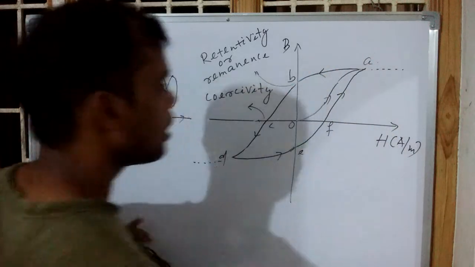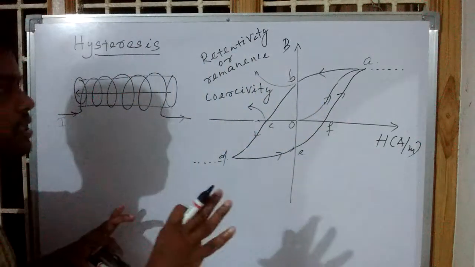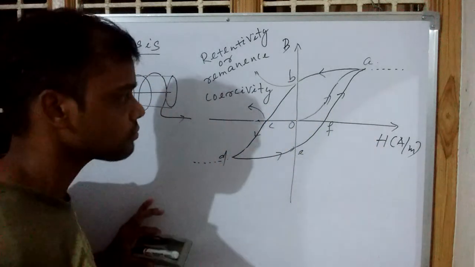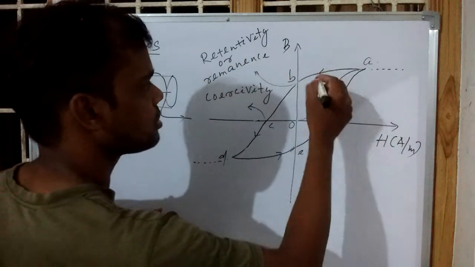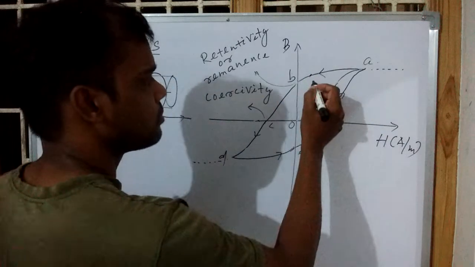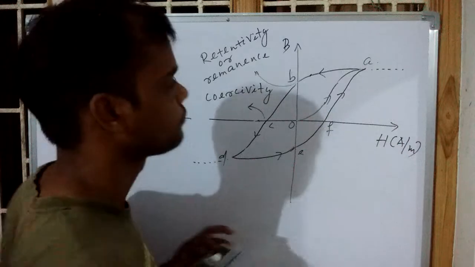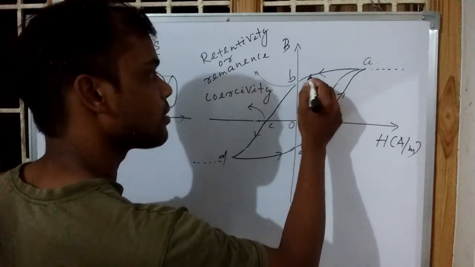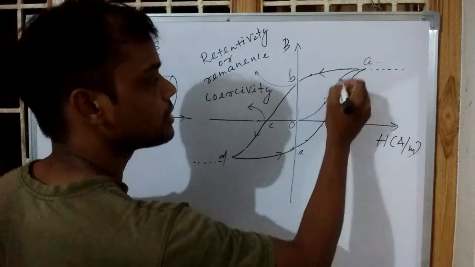Okay, so this is called the hysteresis curve. Why hysteresis curve? Suppose at any particular moment, I want to know the magnetization of the material. Suppose at this point, if you increase the current, is it going to decrease or increase? I can't say, because if it is at this point, if you increase the current, it is going like this. If it is at this point, if you increase the current, it is going like this.